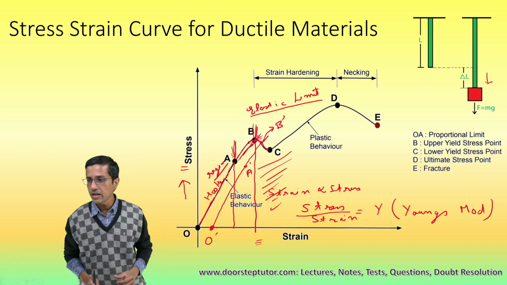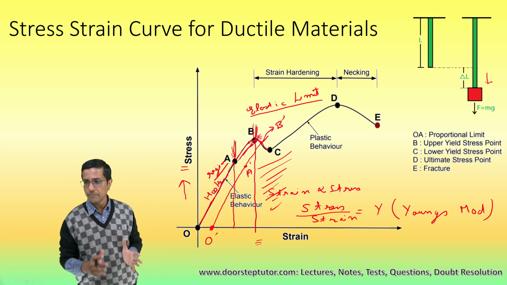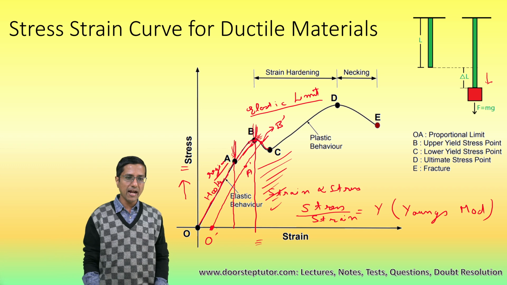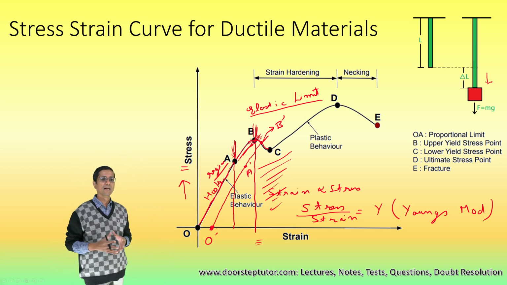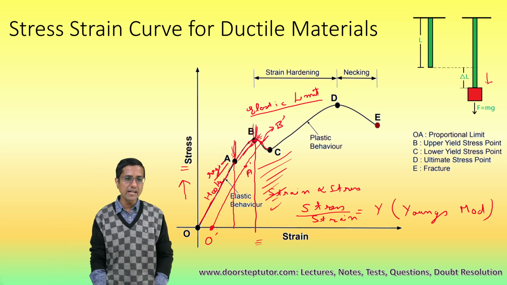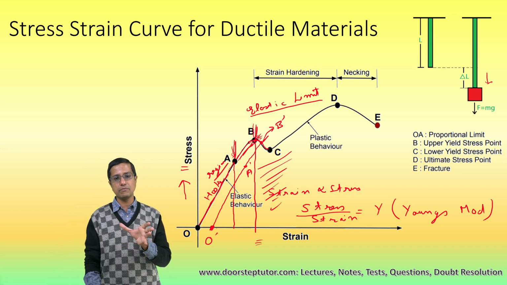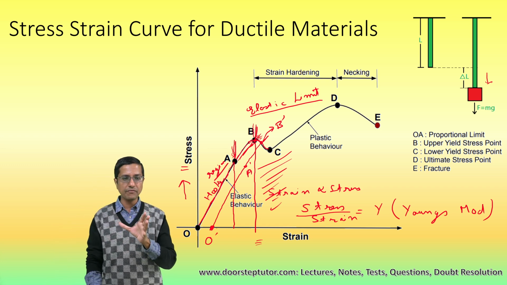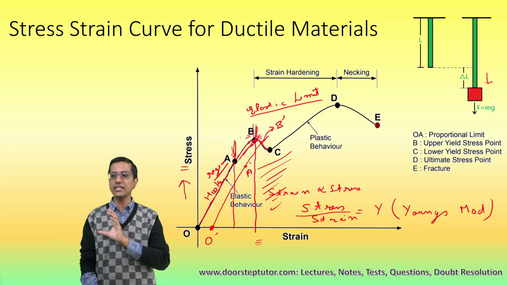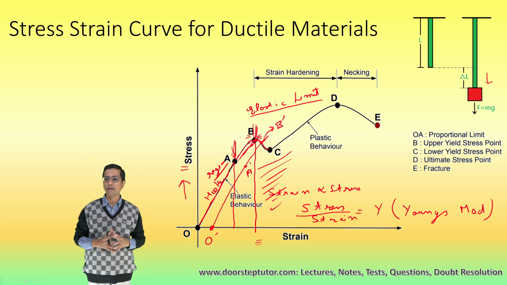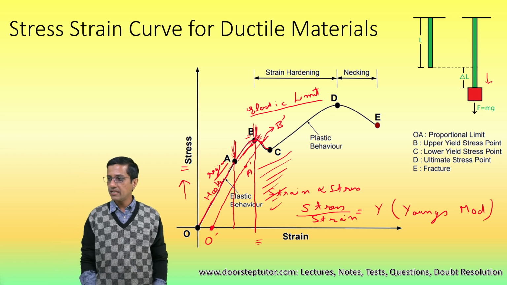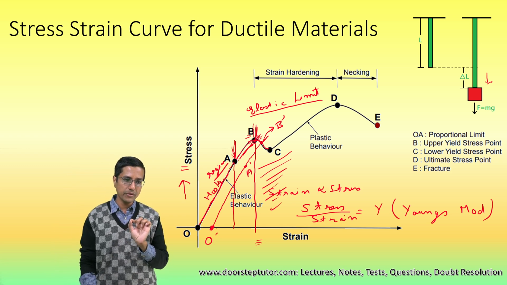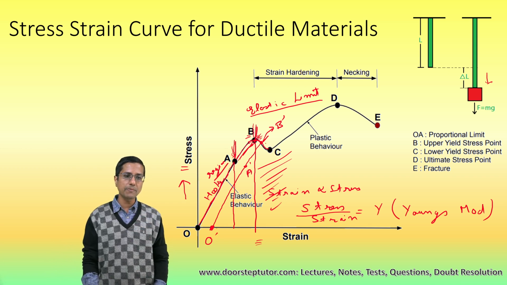Now, after that, point B is where this is the maximum stress which could be borne by the material, the maximum stress which could be borne by the material without actually showing the plastic behavior. So B is that point. This is the maximum stress point. It is known as upper yield point. So that is the maximum stress which is required to initiate the plastic behavior of the material.